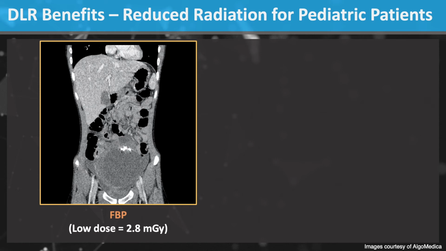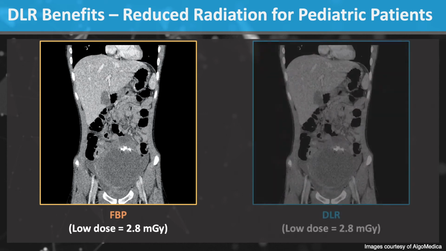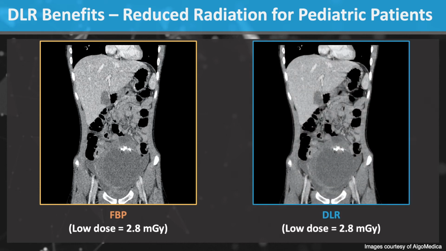Radiation dose is most important in screening exams and in pediatric patients. This pediatric patient had a low radiation dose scan. The images on the left are noisy and of low quality. After DLR, the same image acquisition has reduced image noise and improved image quality. Look at the liver, for example, and notice the reduced image noise.